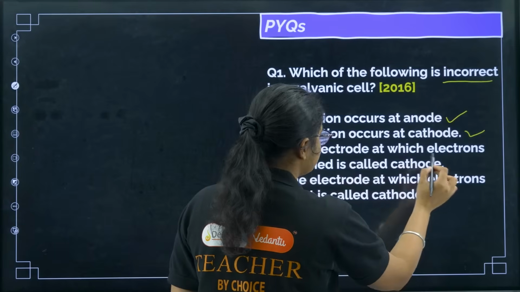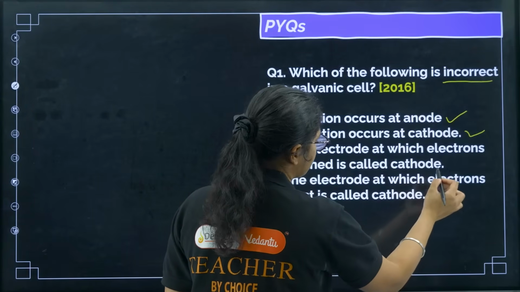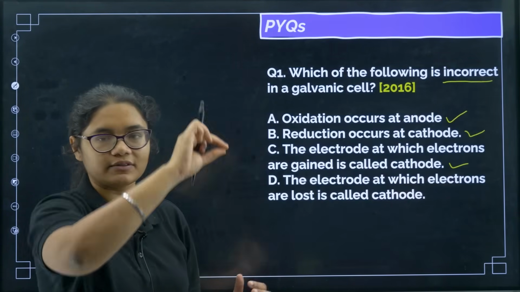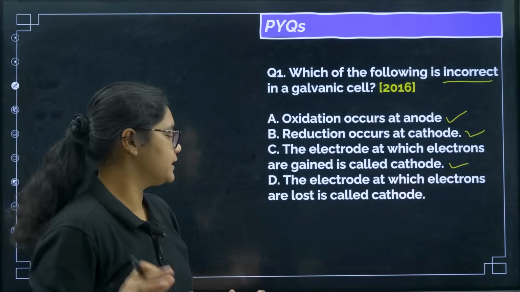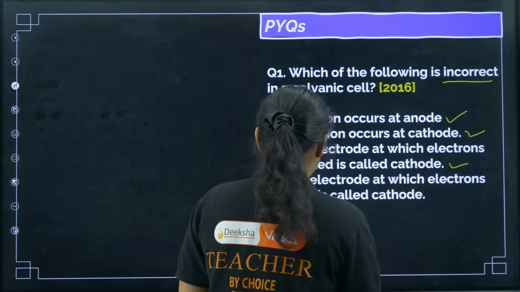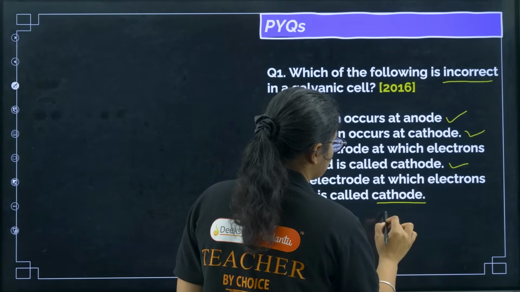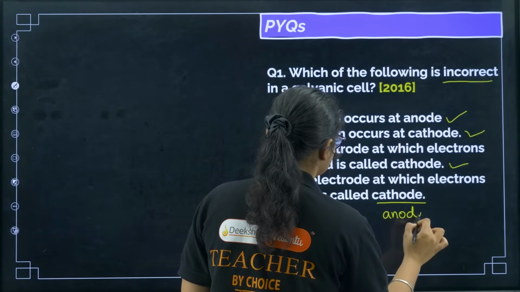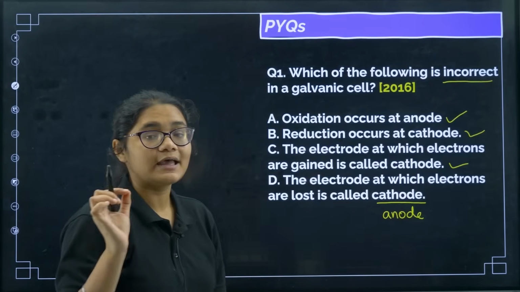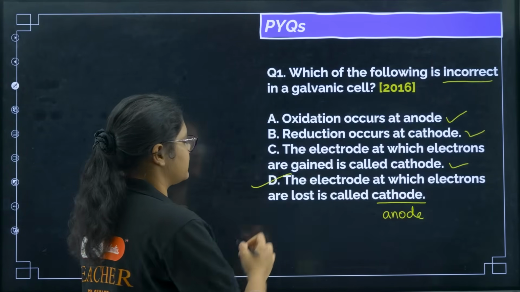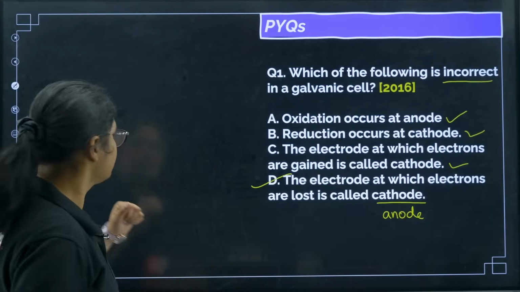The electrode at which the electrons are gained is called cathode. Yes, this also I explained. On the cathode side, the electrons will be gained. The electrode at which the electrons are lost is called cathode. No, from where the electrons are lost, that is called anode. So the correct answer for this question will be option number D.